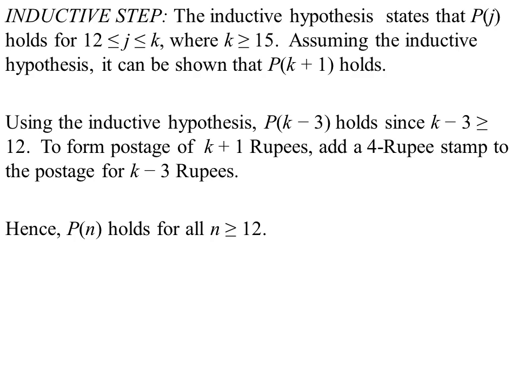Let us take k value as 15 because k is greater than or equal to 15. Then k minus 3 will be 12. When we take k equal to 16, k minus 3 will be 13. Now, the postage of k plus 1 rupees. To form it, the difference between k plus 1 and k minus 3 is 4. Hence, we can form the postage for k plus 1 rupees by just adding a 4 rupee stamp to the postage for k minus 3 rupees.